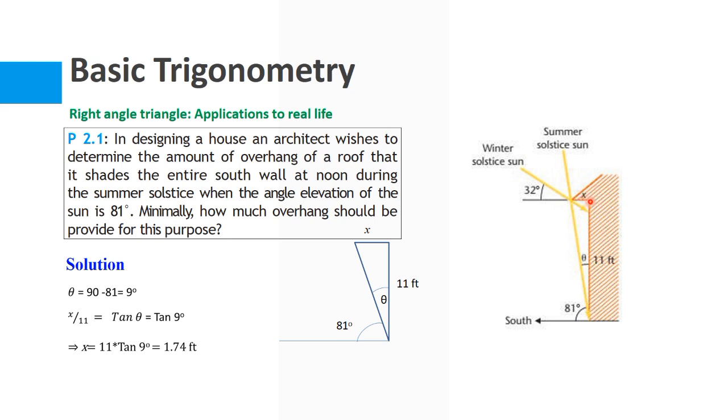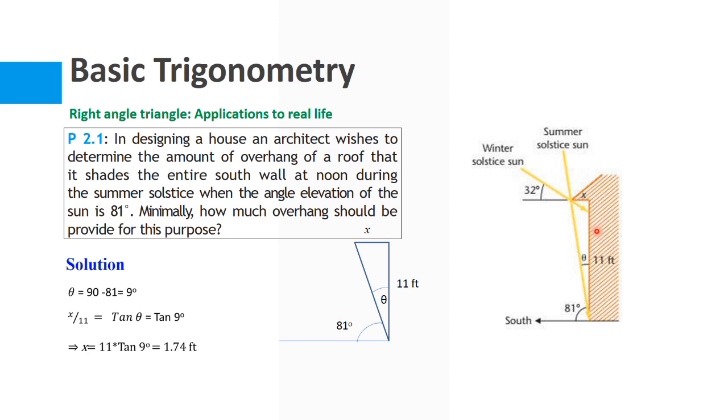So there is a house, and this line shows the south wall of the house. Here you can see that in the summer season, the sun makes an angle of 81 degrees with the horizontal, with the earth. So this angle is the angle of elevation. This means that the sun makes an angle of 9 degrees with the wall. What we have to find is x, since the height of this wall is given, which is 11 feet, and x represents the length of the overhang, in such a situation in which the sunlight does not enter the house.